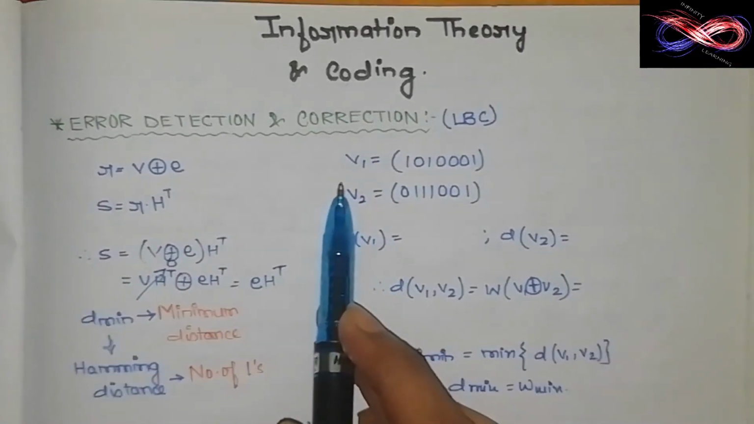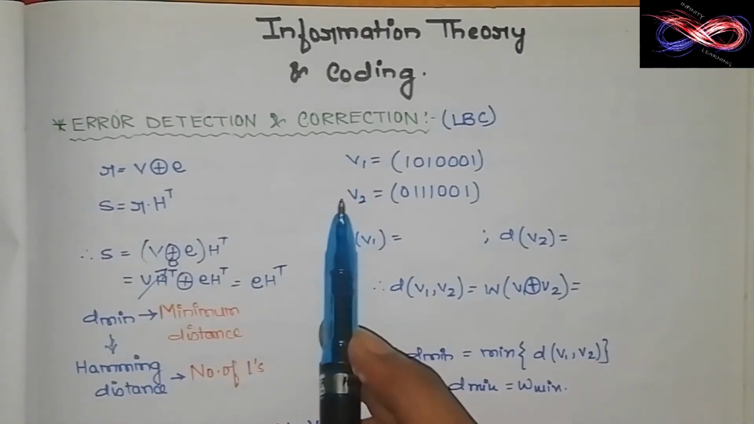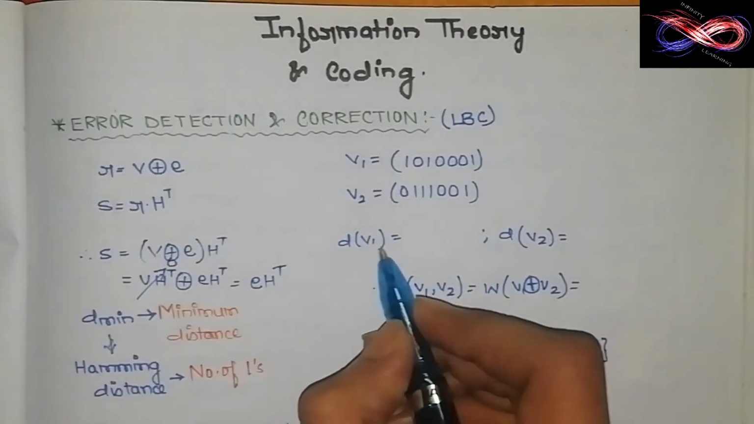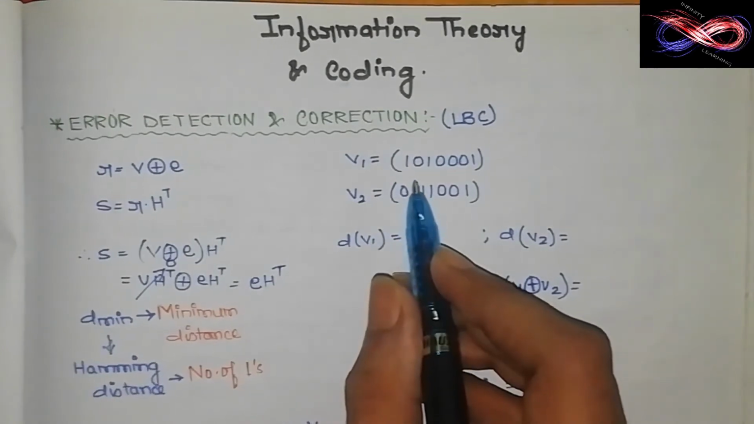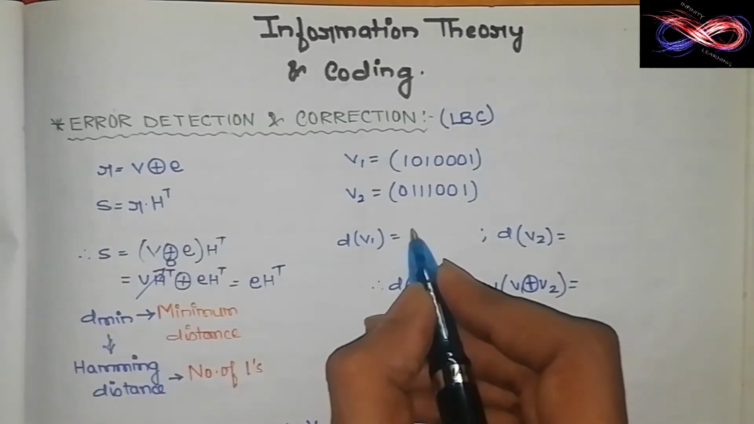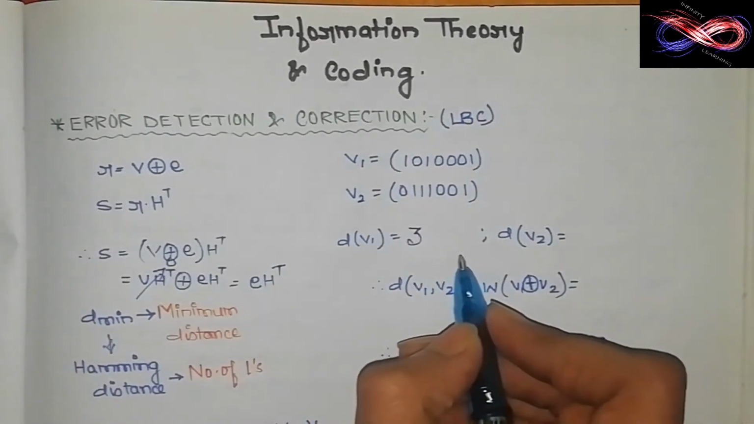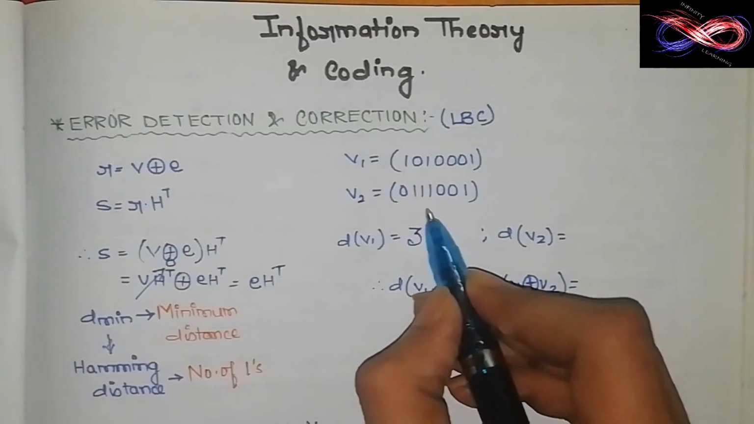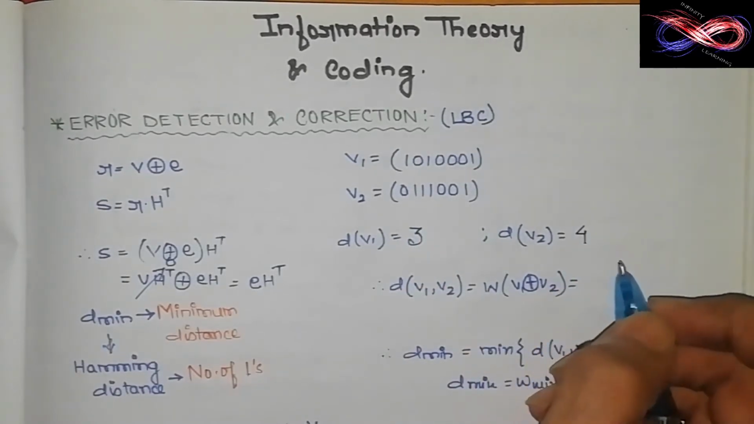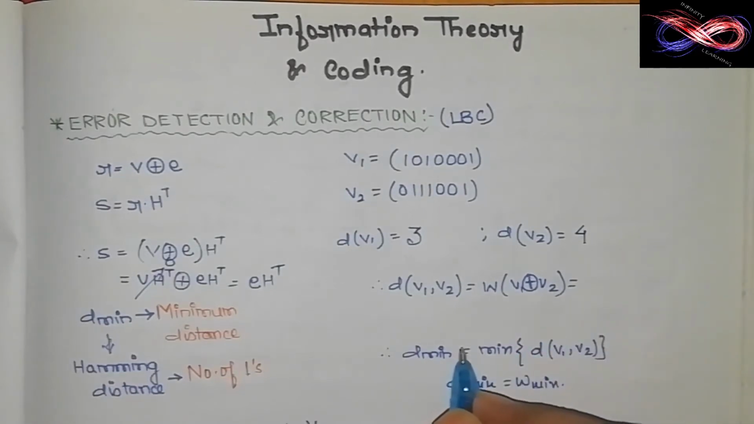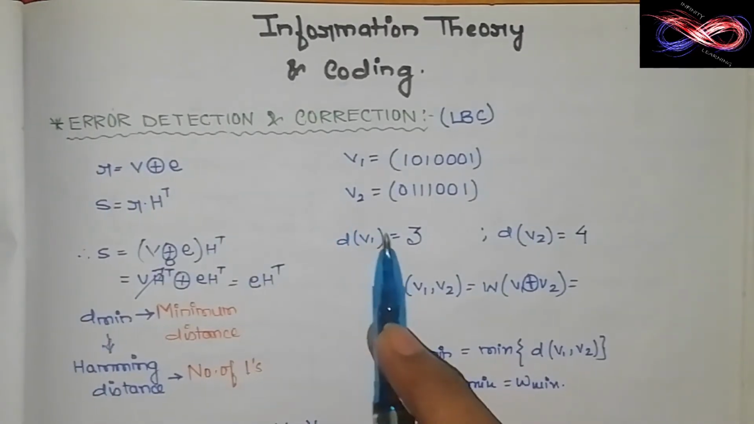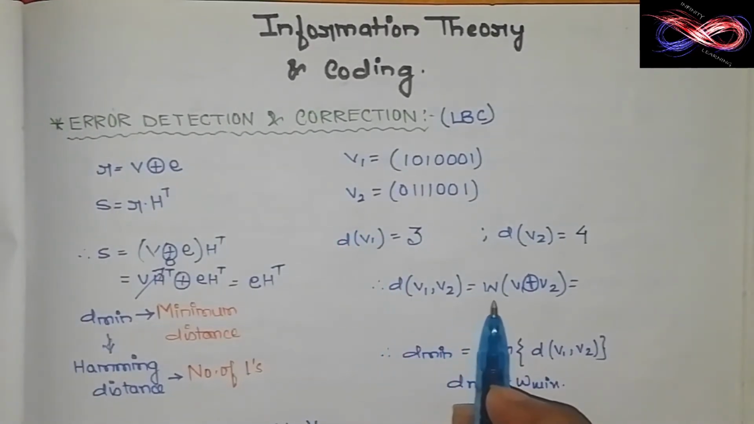Now we are considering two transmitted codes V1 and V2, both of length 7. So the distance of V1 will be the number of ones in the code V1. So there are 3 ones, 1, 2, 3, so the distance value will be 3, and in V2 there are 4 ones, so the distance value will be 4. Now two terms come to mind when we talk about the transmitted and received bits. The first one is the distance and the second one is the weight.